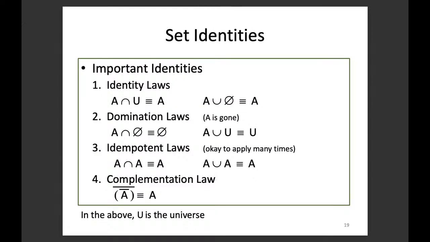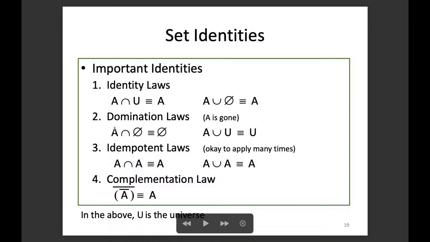And the next part is something that is extremely similar to the logical equivalence identities that we have. So we have the identity laws. So if A intersects with the universal set, then it becomes A. A union the empty set is still A. So it is like if I have a logical statement P, P and true is P, P or false is still P.